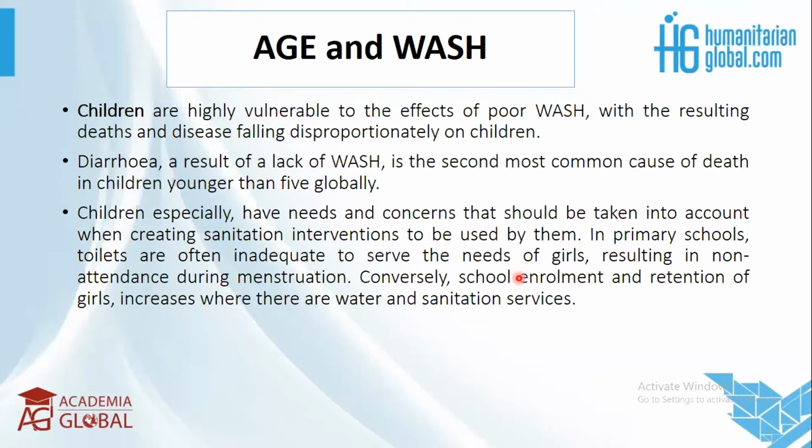In terms of children, you can also look at children who are going to school, for example, in terms of interventions. You'd find in most primary schools that most of the toilets are inadequate to serve even the needs of the girls. So it results in non-attendance during menstruation. Conversely, school enrollment and retention of girls increases where there are water and sanitation services. So in terms of age and WASH, we have young children and also children who are going to school.